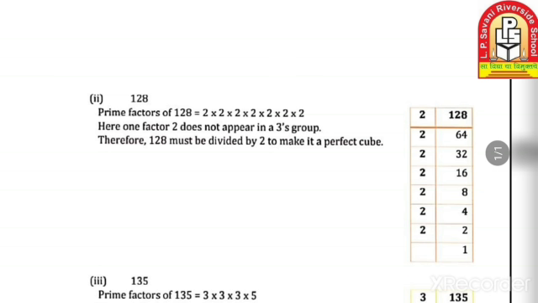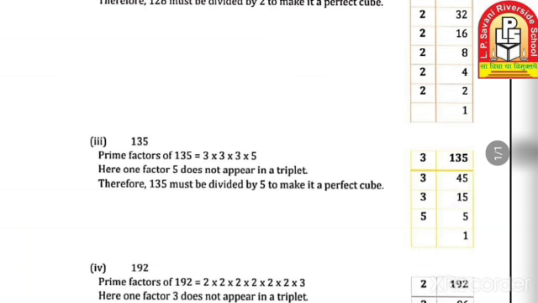So we have to remove this last 2 with the help of division. After that division we get a perfect cube. In this way you can make the perfect cube of 128.